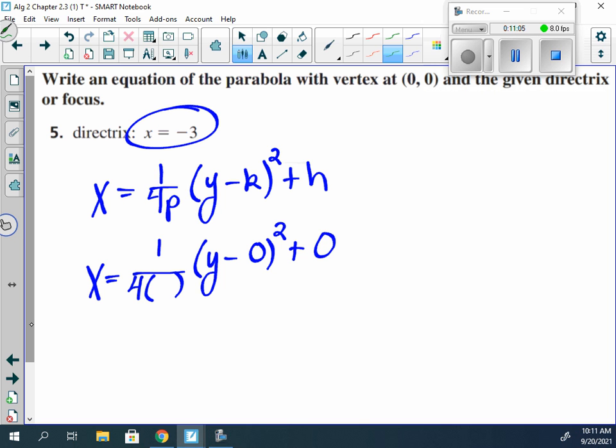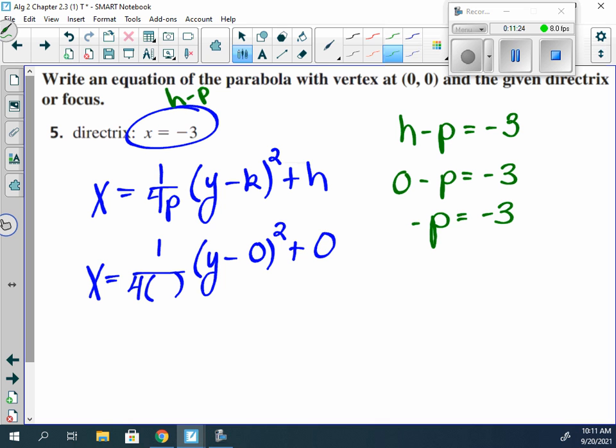Well, directrix, really this is, so it's telling us that h minus p is equal to, what is h? So we're saying negative p is equal to negative 3. Well, if negative p is equal to negative 3, p is equal to 3. I changed the sign of p, which means I changed the sign of 3. So we get p is equal to 3.